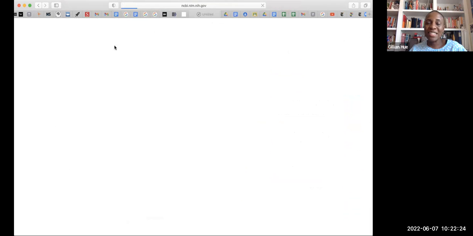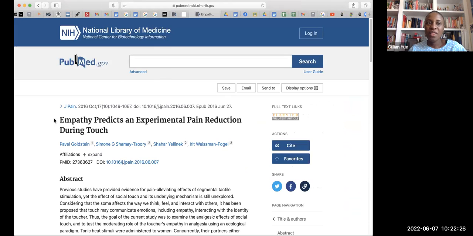So when they tested this, the article that they published, the title is Empathy Predicts an Experimental Pain Reduction During Touch.